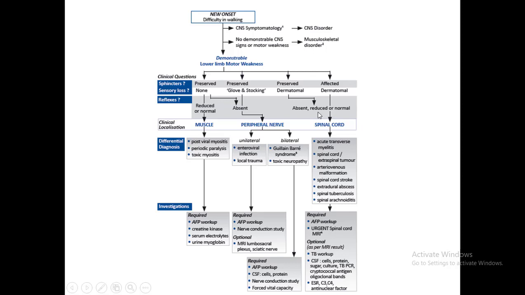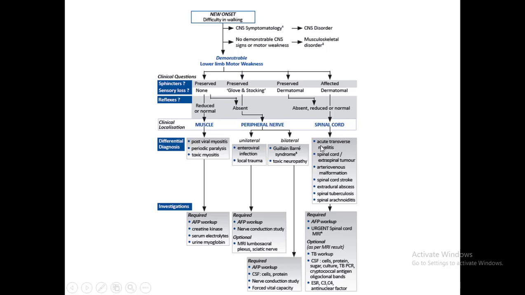After reviewing these three steps clinically, you decide whether you are most likely at the spinal cord level, the peripheral nerve level, or the muscle level. We are discussing these three levels because we said acute flaccid paralysis, there is no CNS symptomatology, so most likely we are dealing with the lower motor neuron unit.